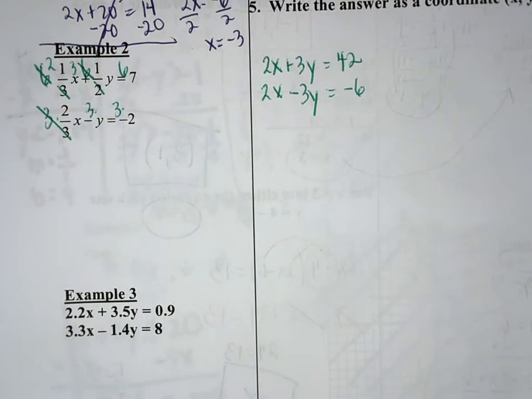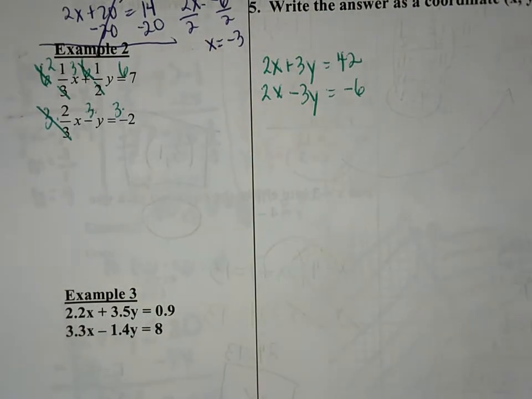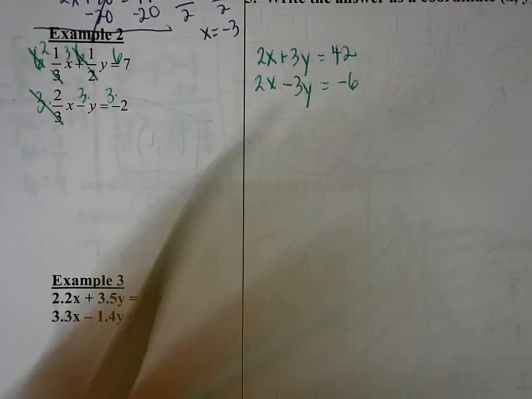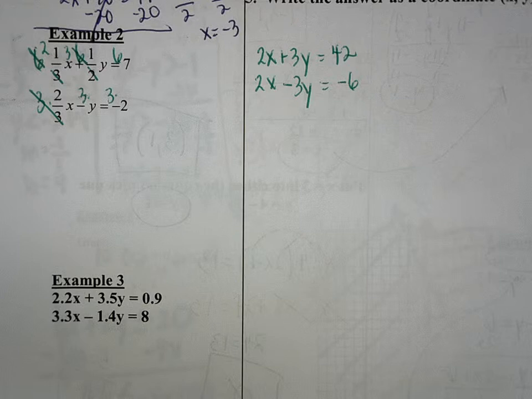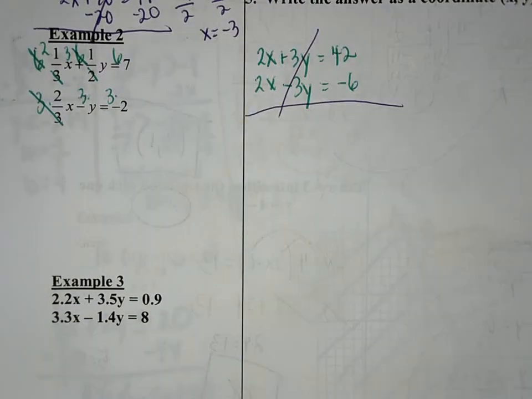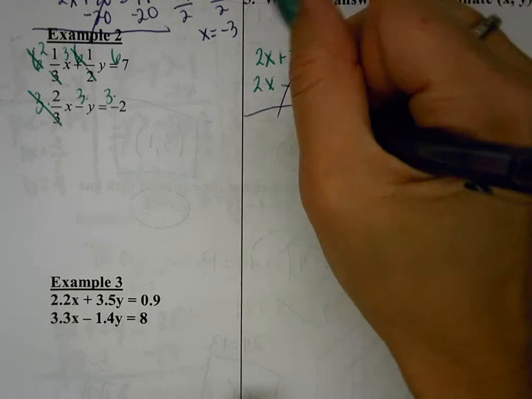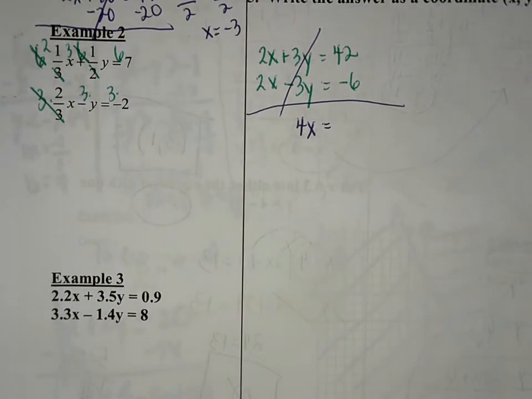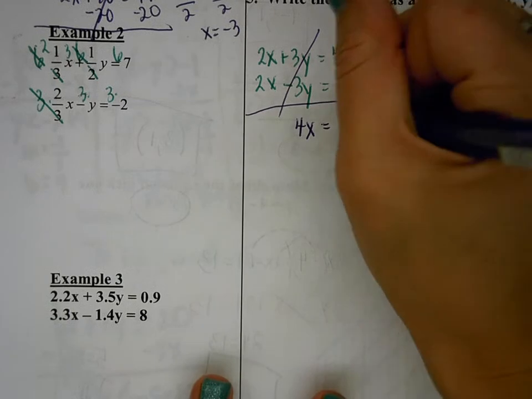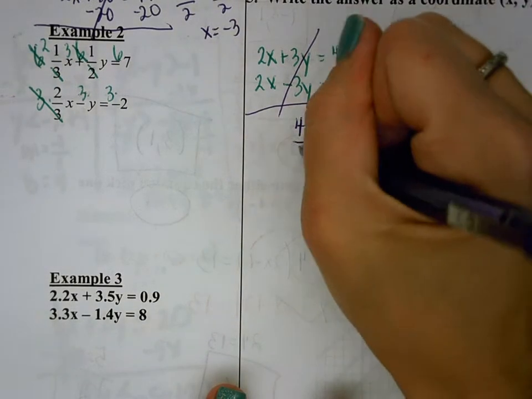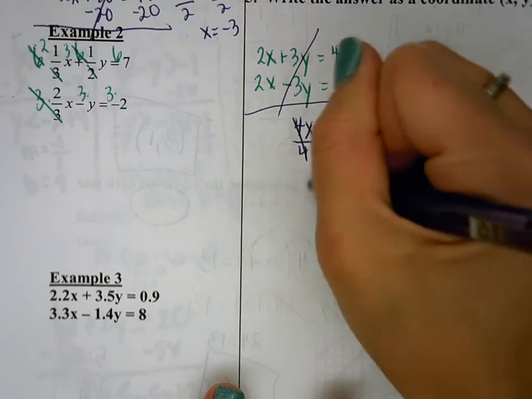Now, is this already set up for elimination? Yes. Look at the 3y's. One's positive, one's negative. We don't even have to multiply by anything. They automatically are canceling out here. And then 2x plus 2x is 4x equals, and 42 minus 6 is 36. Very good. We divide by 4 to both sides, and we find that x equals 9.